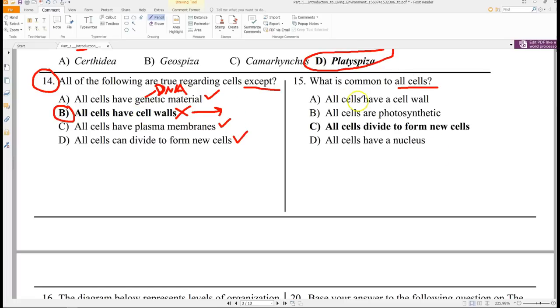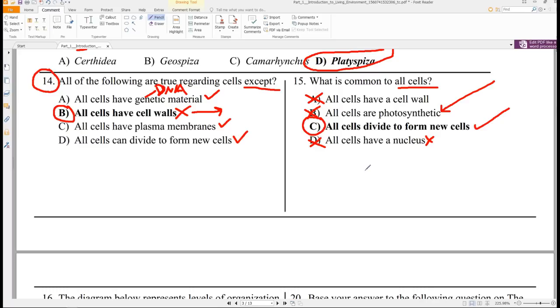So let's see. All cells have a cell wall? No. Only plant cells and some bacterial cells have cell walls. All cells are photosynthetic? Absolutely not. Not all cells photosynthesize. Photosynthesis is taking energy from the sun and converting it into glucose sugar. All cells divide to form new cells? Absolutely. That is part of the cell theory. All cells have a nucleus? No.